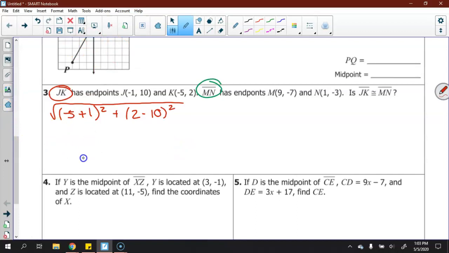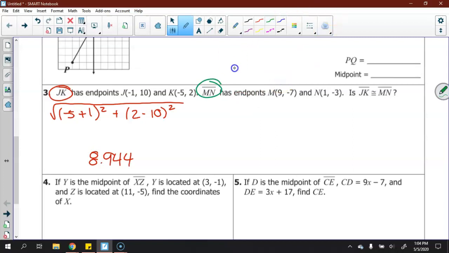And remember, you guys can use your calculators, and I don't know if you have Android or not, but Android has an emulator for a TI-84, which does make life a little easier. So you can literally just type this in. So -5 plus 1 quantity squared plus 2 minus 10 quantity squared. And that gives me 8.944.